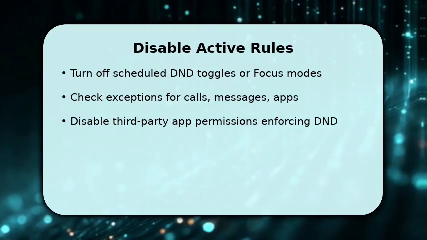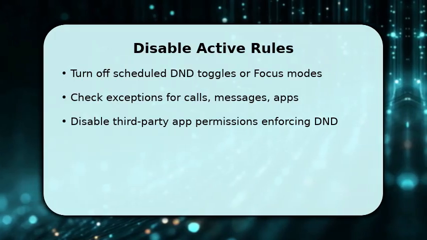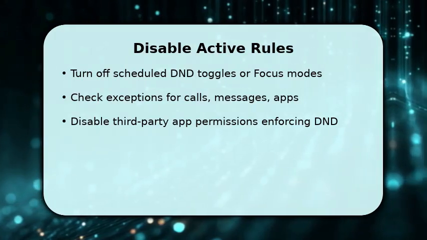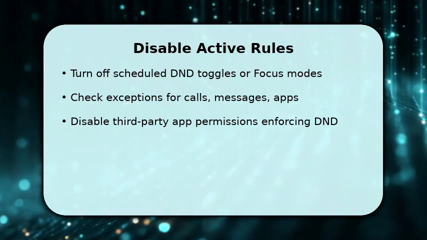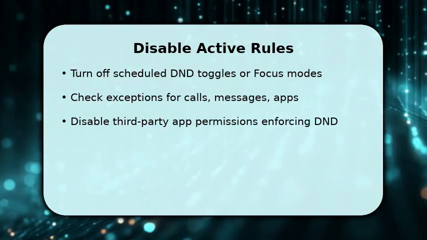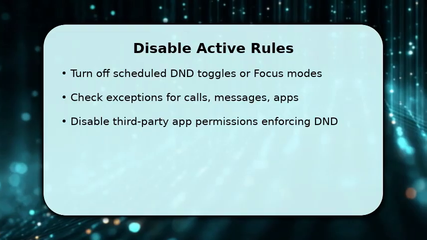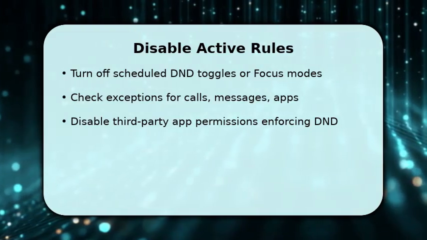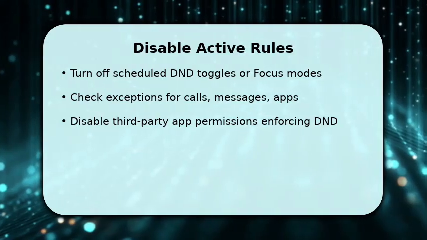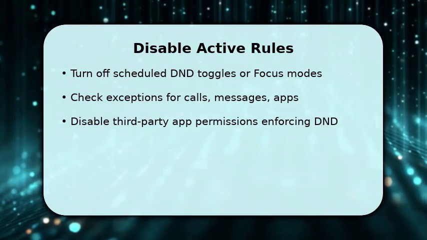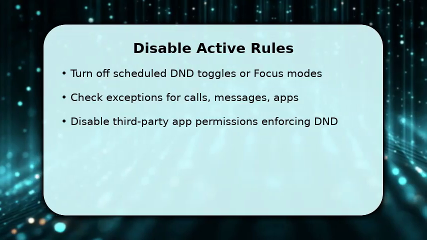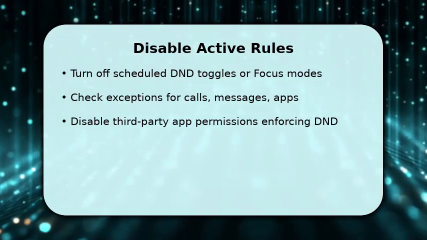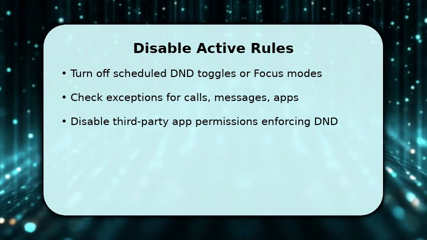Next, inspect exception lists for calls and apps. Remove exceptions only if required. Then check app permissions and background access for third-party apps that may re-enable DND. Revoke their permission. Once those are cleared, the system won't auto-enter DND, and you'll regain normal notifications without losing custom settings. After disabling rules, test by sending a message or triggering a calendar alert to confirm notifications arrive.